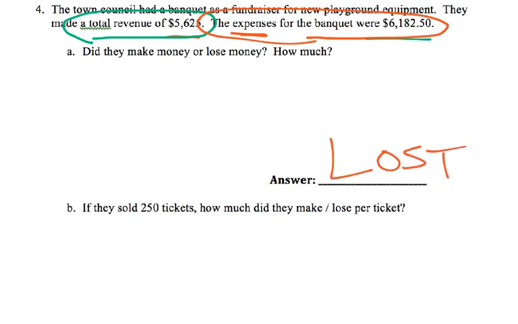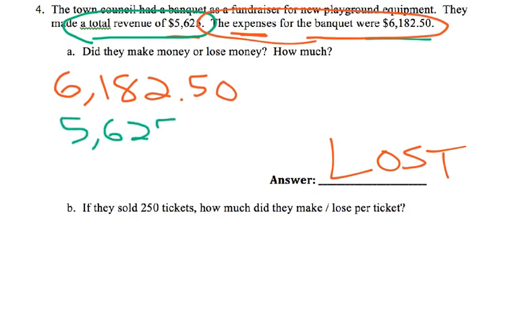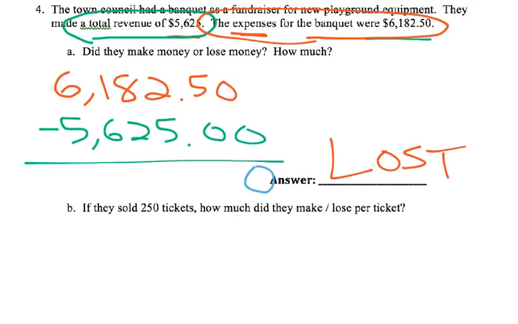And then it says how much. Well, they spent this much money, and they got this much money in revenue. So now we subtract it and we figure out how much money they lost. Alright. This town council is losing all your taxpayers' money.